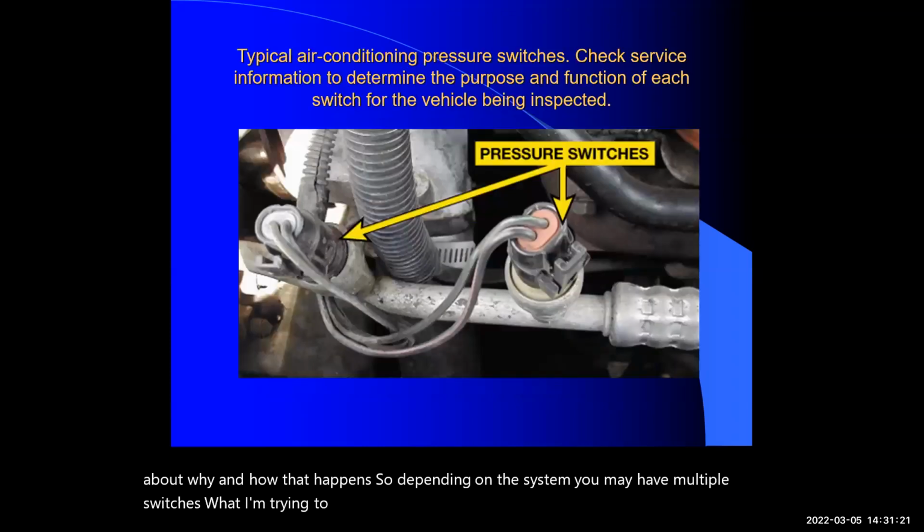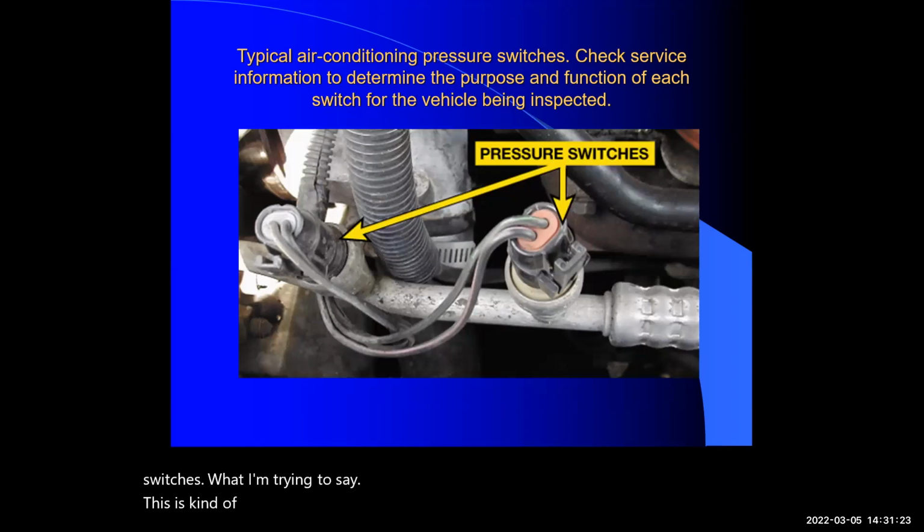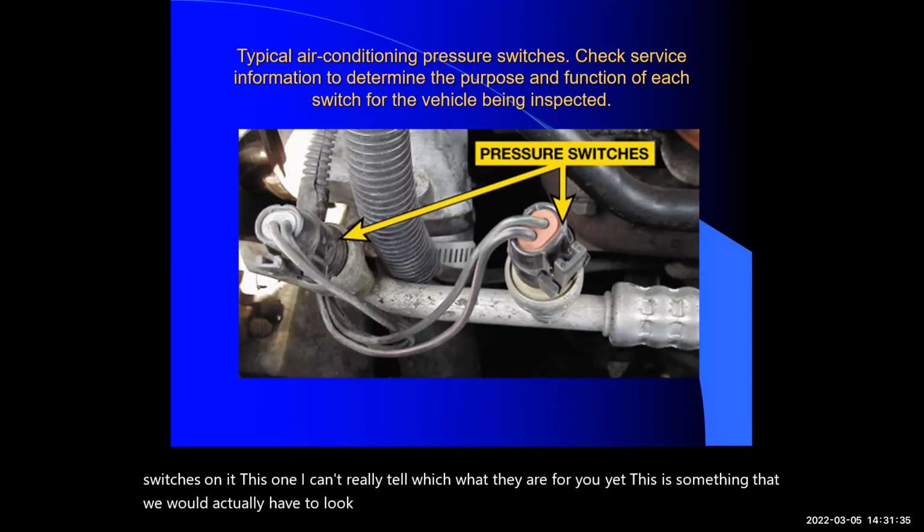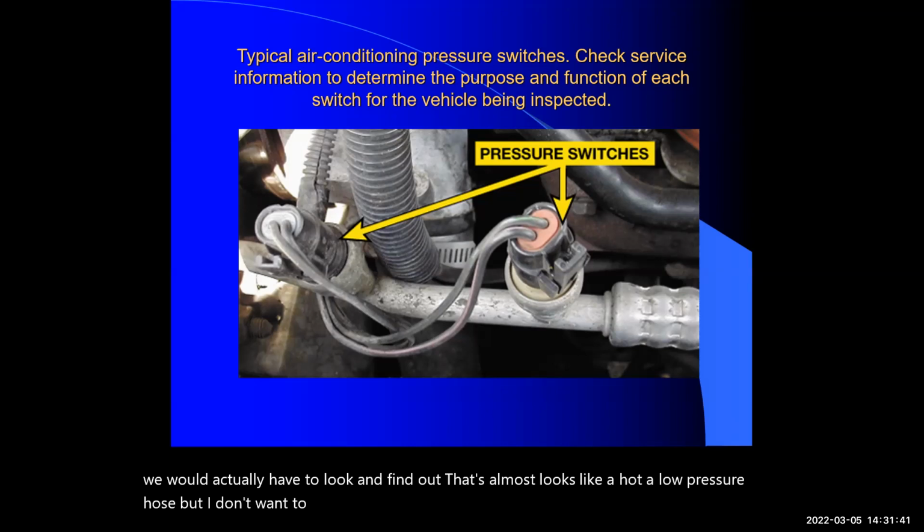This is kind of similar to what I've been talking about. This one actually has pressure switches on it. This one, I can't really tell what they are for yet. This is something that we would actually have to look and find out. This almost looks like a low pressure hose, but I don't want to say 100% it is or not. This is just showing a couple of switches in place. So we actually have two on the same line, it looks like.